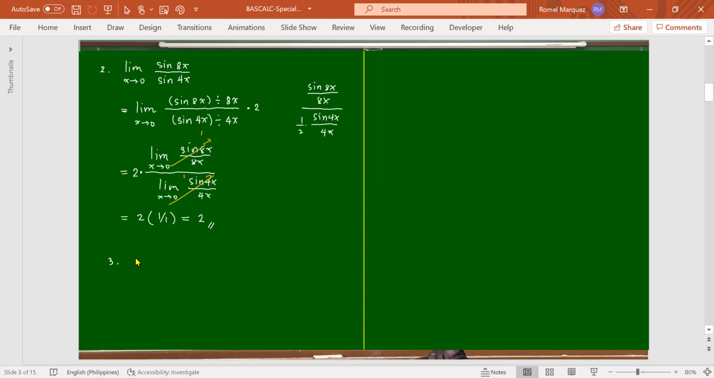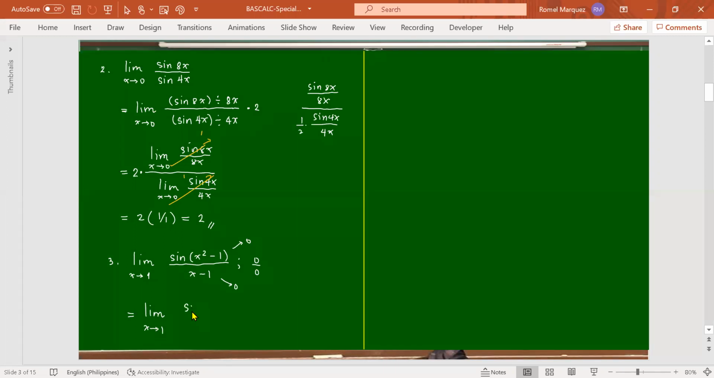On number 3, limit as x approaches, let's say, 1 of sine of x squared minus 1 all over x minus 1. So this is going to be 0 over 0. So indeterminate. Let's see if we can express this in the form of sine x over x as x approaches 0. Okay, guys?